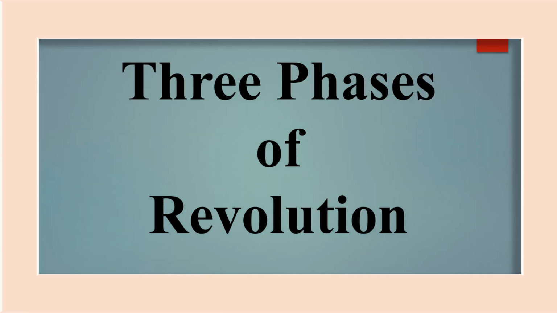The next topic is three phases of revolution. We can say that there are three distinct phases of revolution. The first phase of revolution is the classical phase. The second phase of revolution is the socialist phase, and the third phase of revolution is the revolution in the third world countries.